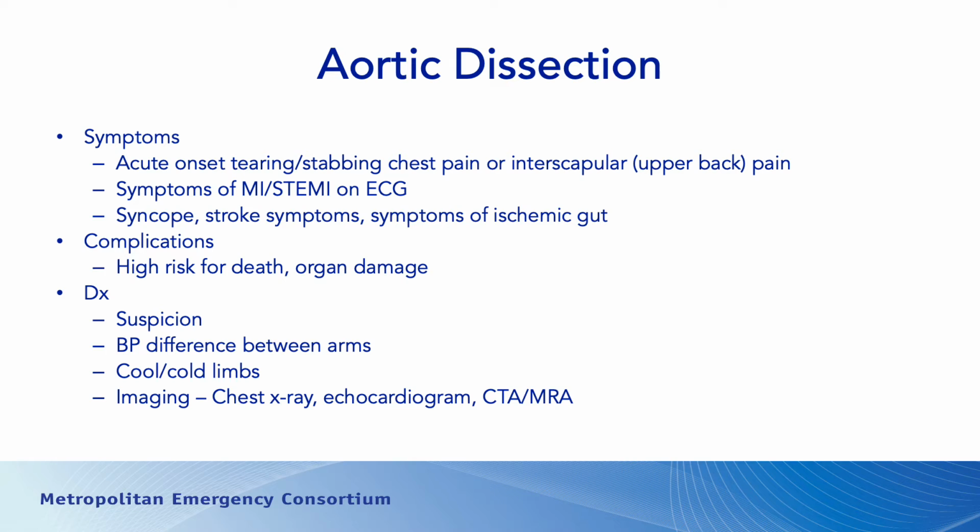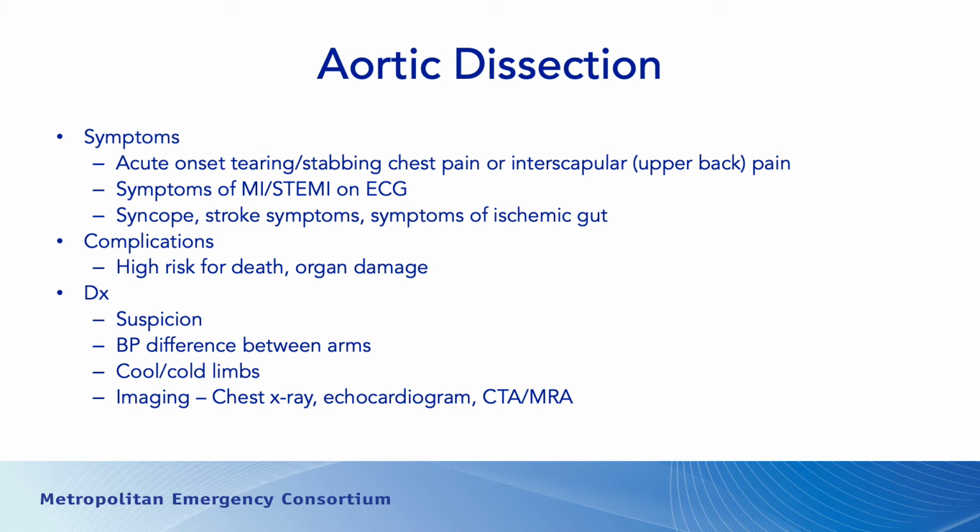So how do we determine what they have? Well, you have to have this high level of suspicion, and you really have to have it for all the conditions I'm going to talk about. The patient may have a blood pressure difference between the right arm and the left arm. The right arm might be normal, the left arm may be low. So think about getting blood pressure in both arms. The patient may have cool or cold limbs, so examine the body parts. Is one arm warm, one arm cold, or the arms warm and the legs cold?